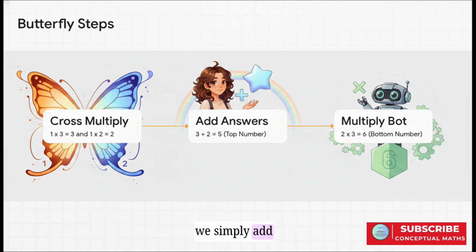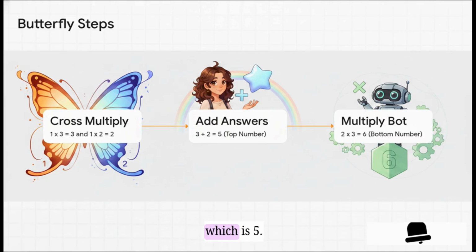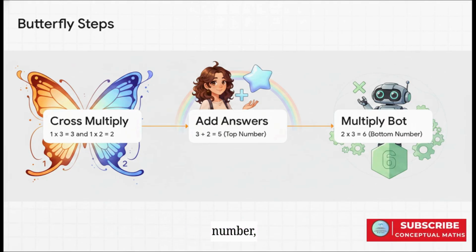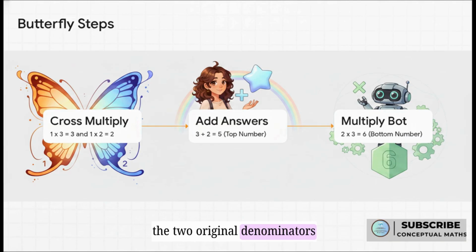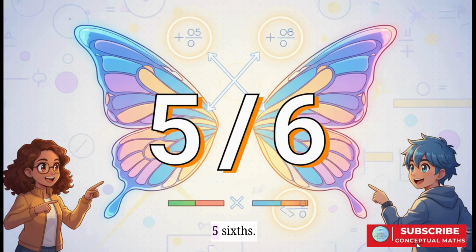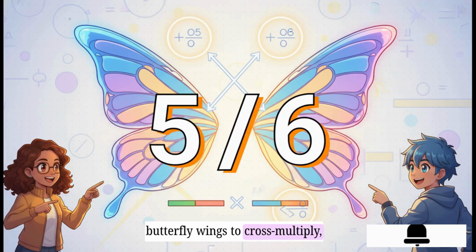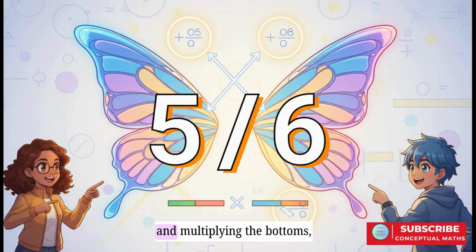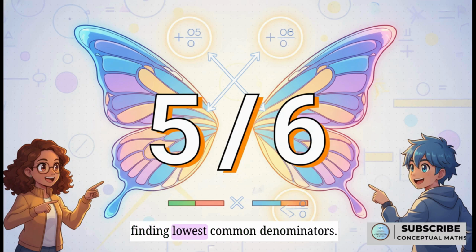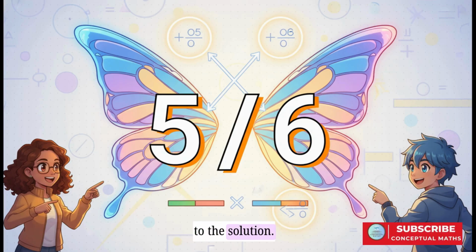Step 2, we simply add those 2 answers together. 3 plus 2 gives us our new numerator, which is 5. Step 3, to get the bottom number, we just multiply the 2 original denominators together. 2 times 3 equals 6. And this brilliantly illustrates our final answer, 5/6. By just drawing your butterfly wings to cross-multiply, adding those answers for the top, and multiplying the bottoms, you completely bypass the entire headache of finding lowest common denominators. It's a real game changer that gets you straight to the solution.